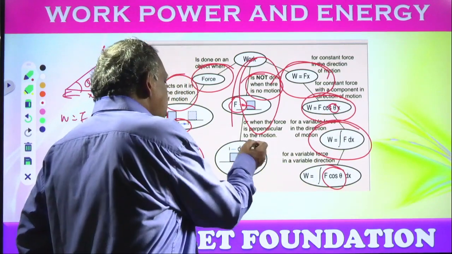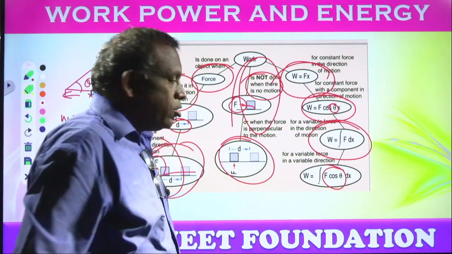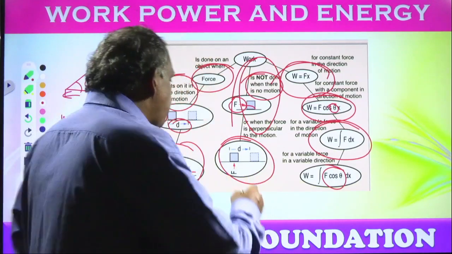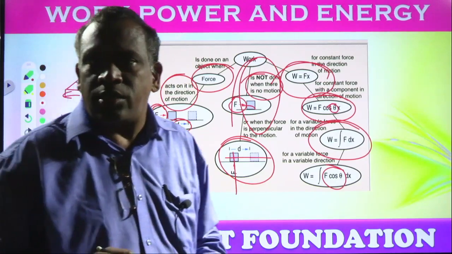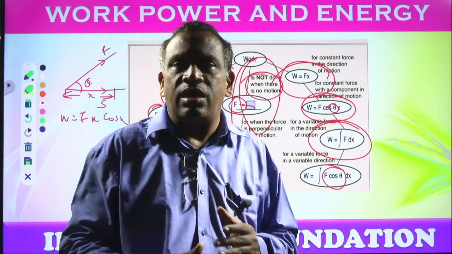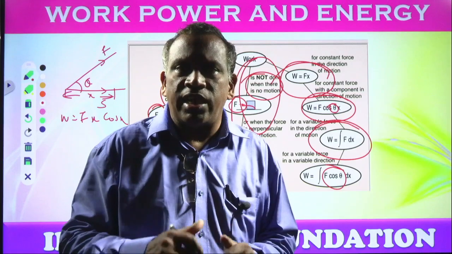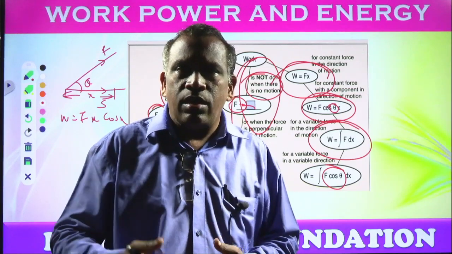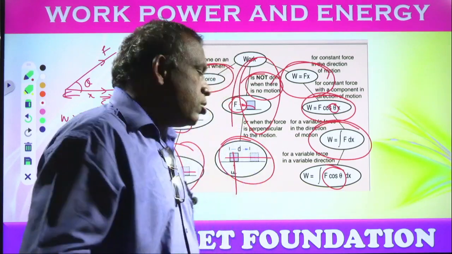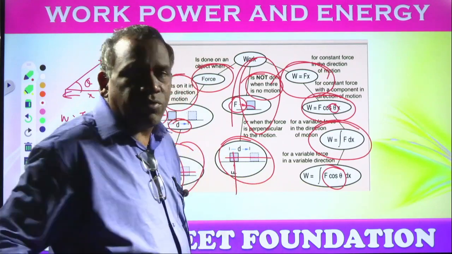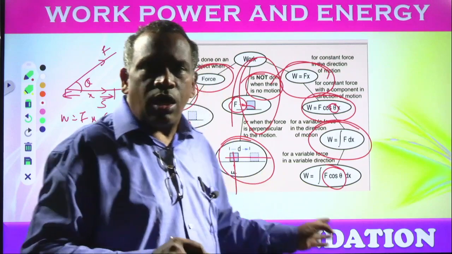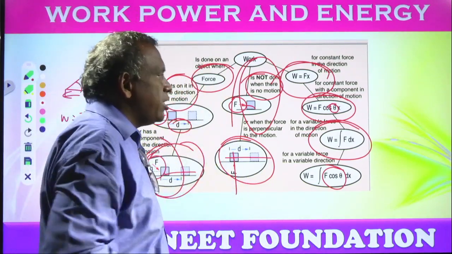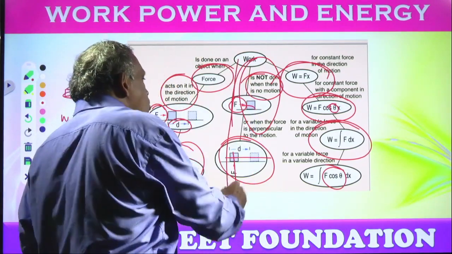Similarly, here is another case: you are acting a force, but this force is perpendicular to the displacement. The force is perpendicular to the displacement. F cos theta, the theta value is 90 degrees, and cos 90 is 0. That's why the work done will be 0. When force acts perpendicular to the direction of the motion, that also we will call no work done. The middle case, all these are no work done.